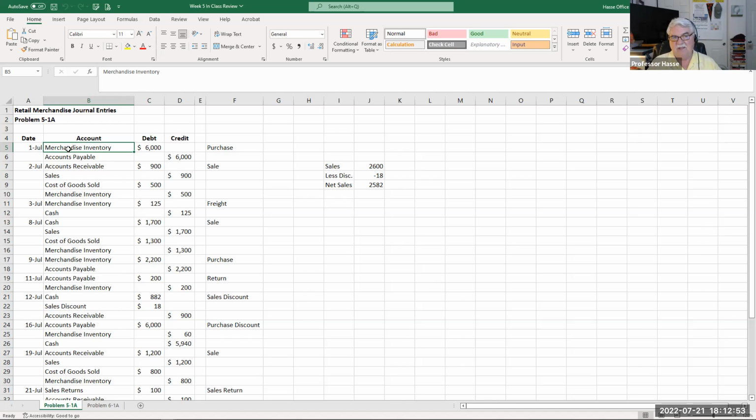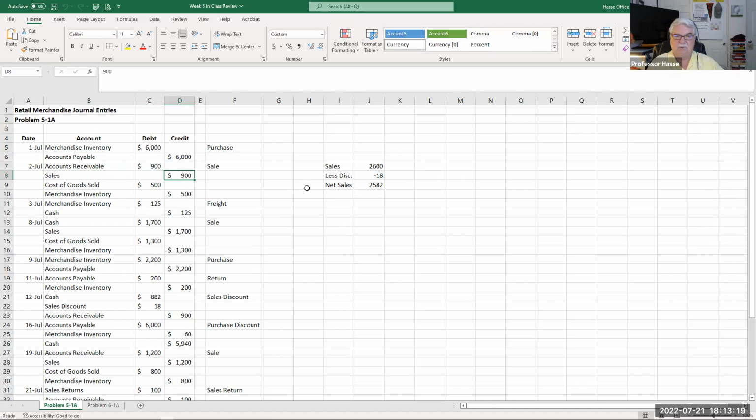The very next day, on July 2nd, they take some of that inventory and sell it to their customers. They sell it on credit at a retail price of $900. So they give them an invoice: debit accounts receivable, they owe the money to us, and it's a credit to sales. We've sold $900 at retail of that merchandise.